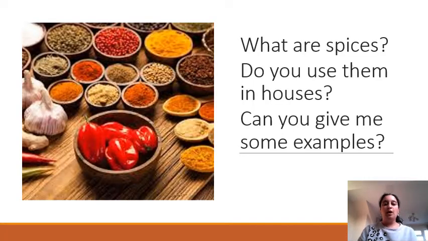So the first thing I would like you to do is think about what spices are. Do you use them in your houses? Maybe you do when you're in the kitchen and you're cooking. Maybe your parents use them. Maybe your grandparents use them. So think about the types of cooking you do and whether you use spices or not. There are some pictures here to give you some clues. And think about some examples as well. So if you would like, you can write some examples down in your notebook, and we're going to talk about them on the next slide.